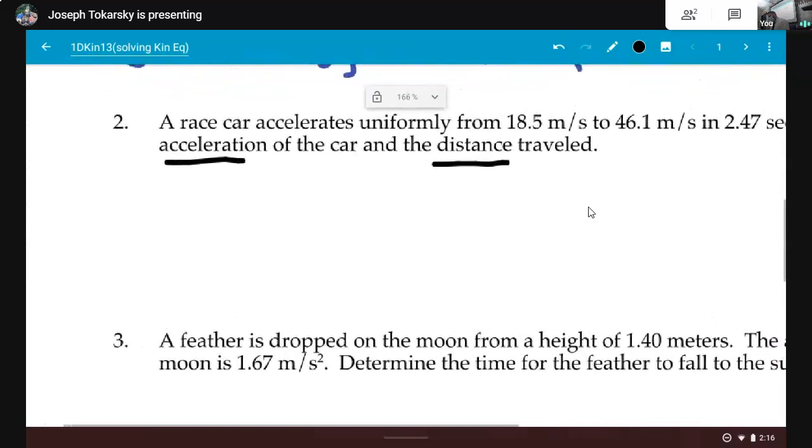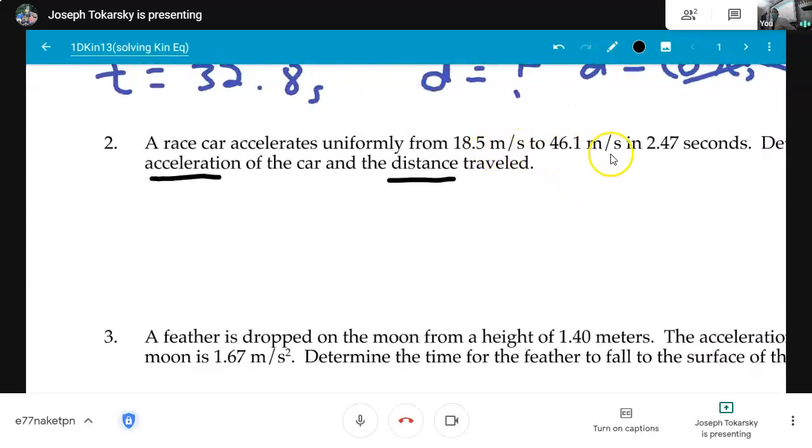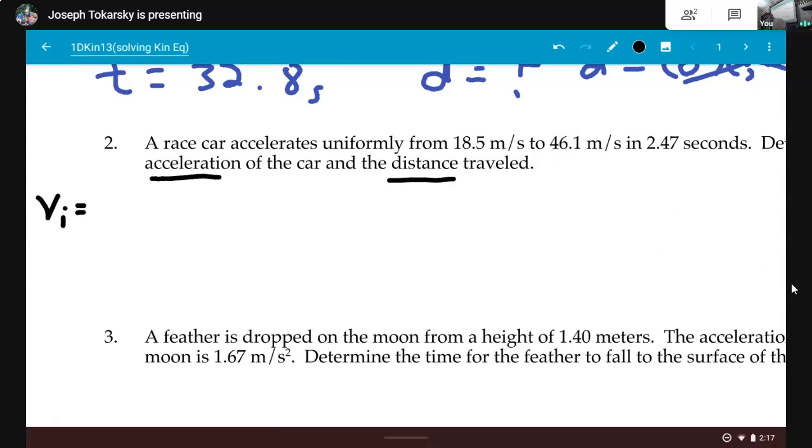I'll move over here. Now look, the first couple of numbers given, they're in meters per second. So there's got to be what? What did we say that was a unit for? Not acceleration, because acceleration was meters per second squared. So what are those units for? Velocities. The first one's the initial one, and we get up to this one, so that's the final one. Make sense? So we list that. V initial is equal to 18.5 meters per second. V final equals 46.1 meters per second. In 2.47 seconds, so that's obviously the time, 2.47 seconds.